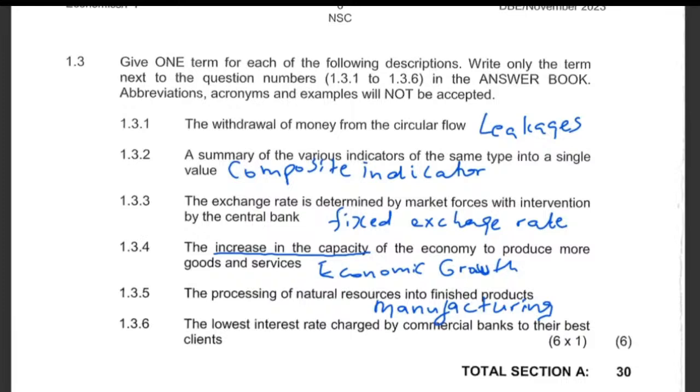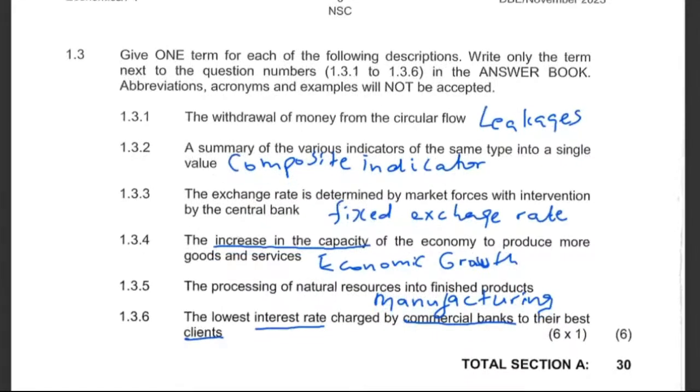Okay, right. So now, learners, let's move on to 1.3.6. 1.3.6 reads as follows. The lowest interest rate charged by commercial banks to their best clients. So if you still remember, learners, we have a different set of interest rates. We have the repo rate. The repo rate is the interest rate that the South African Reserve Bank or the central bank charges commercial banks whenever they take a loan from them.